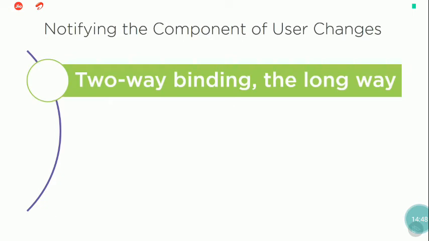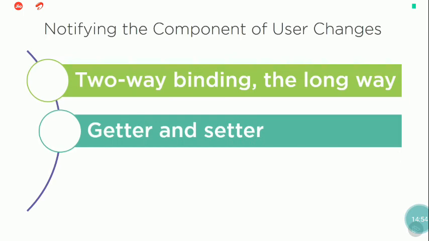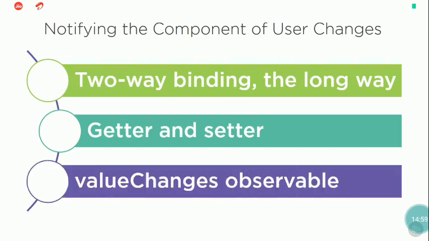In the template, we can use an updated version of two-way binding, the long way, or in the component class, we can specify a getter and setter, or we can leverage the Angular forms directives and use the valueChanges observable, even when the input element is not on a form, like in our example filter by element. Let's try the first one first.